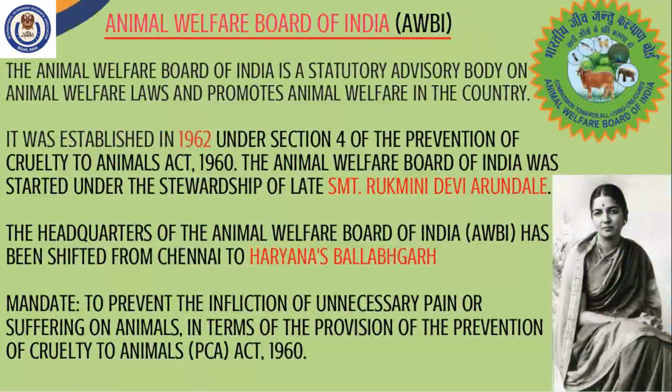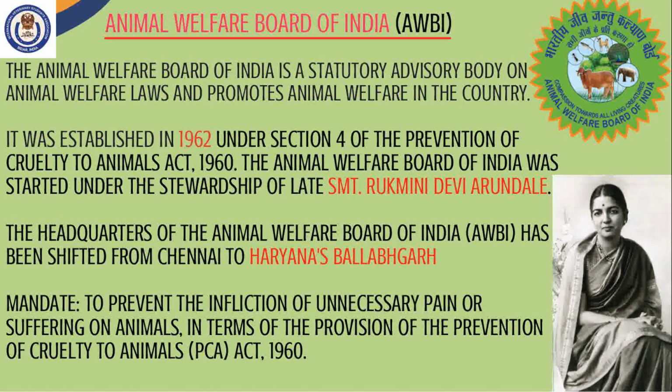And now I'll be talking more about what the Animal Welfare Board is, when and how it was established, and what the functions of this board are. So the Animal Welfare Board of India is a statutory advisory body. A statutory advisory body is a non-constitutional body which is set up by the parliament and is authorized to pass laws and take decisions on behalf of the country. So this Animal Welfare Board of India is an advisory body on animal welfare laws and promotes animal welfare in the country.